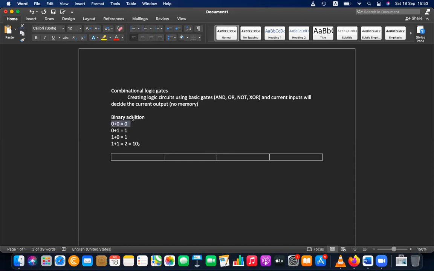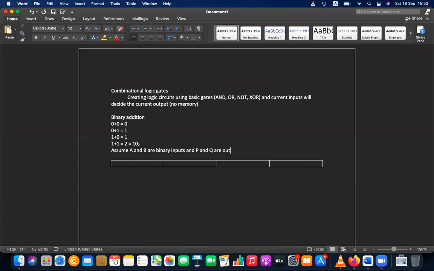Okay, under that, the binary addition. We are going to try for binary addition. Let's assume A and B are inputs, binary inputs, and P and Q are outputs that represent remainder and sum respectively. Right? Remainder and sum respectively.